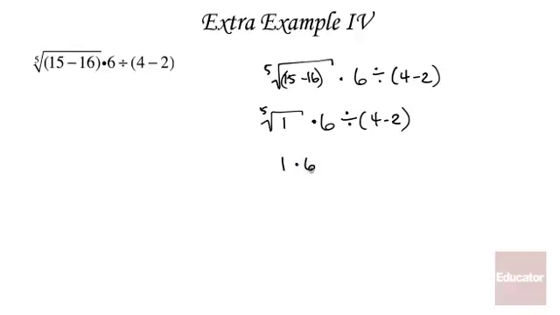And then we have times 6 divided by 4 minus 2. And of course we're going to work within the parentheses first, within the grouping symbols first. 4 minus 2 is 2. So 1 times 6 divided by 2. And when you have multiplication and division, those are on the same level. So you're going to work left to right. 1 times 6 is 6. And lastly, 6 divided by 2 is 3.